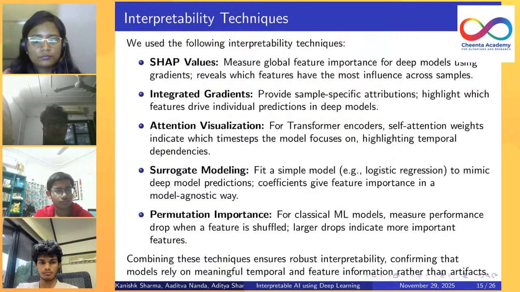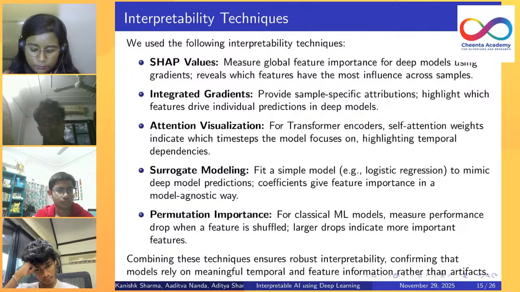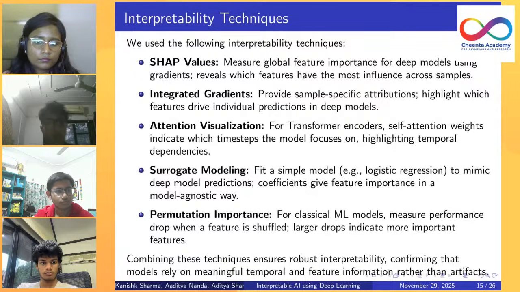So once the models complete processing the data and coming to conclusions, we definitely need to understand why these conclusions or decisions are being made. That brings us to the most important part of the paper, and that is the interpretability of the models. The interpretability techniques that we have used are SHAP values that measure global feature importance for deep models using gradients, and they reveal which features have the most influence across the samples. The second technique that we have used is integrated gradients. These provide sample specific attributions, highlighting which features drive the individual predictions in deep models.